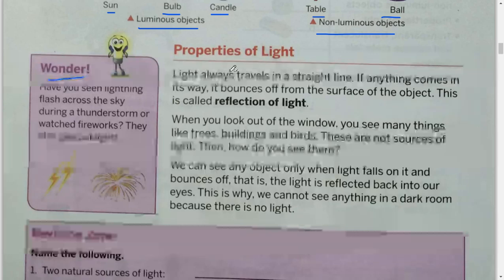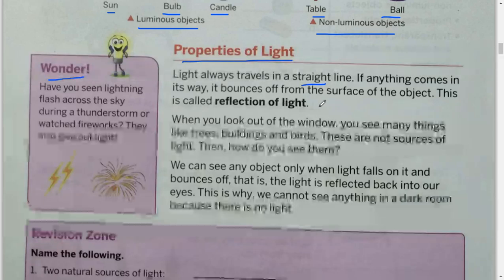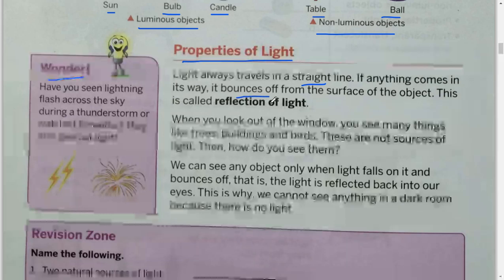Properties of light. Light always travels in a straight line. If anything comes in its way, it bounces off from the surface of the object. This is called reflection of light.